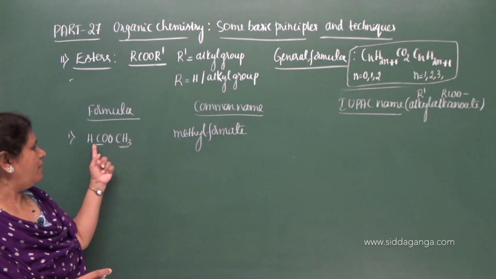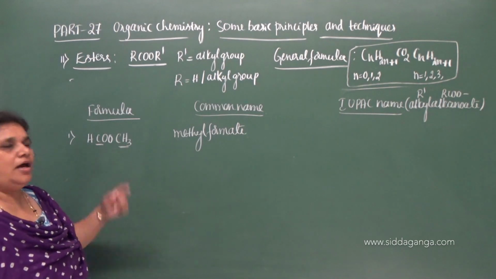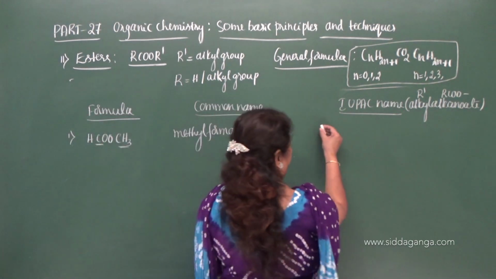Clear? Methyl formate. Then similarly, what is the IUPAC name? Alkyl alkanoate. So the alkyl group is methyl.